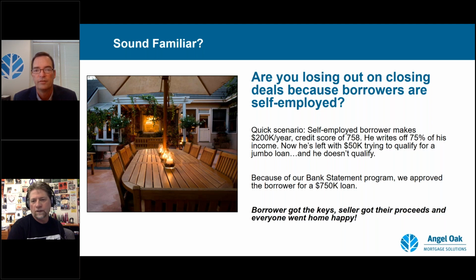Okay, there's another question, which is a good one for this, and it's with respect to this exact scenario. That is about LTV. This particular person is asking us, on the bank statement loan, what kind of LTV can we look at?